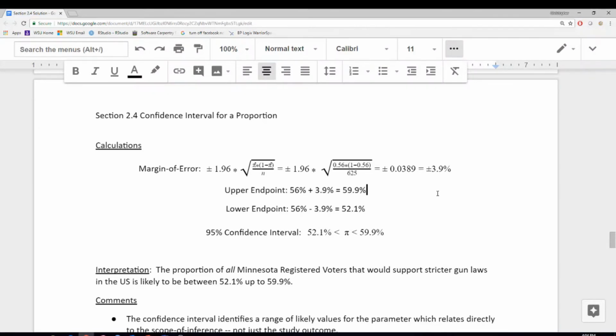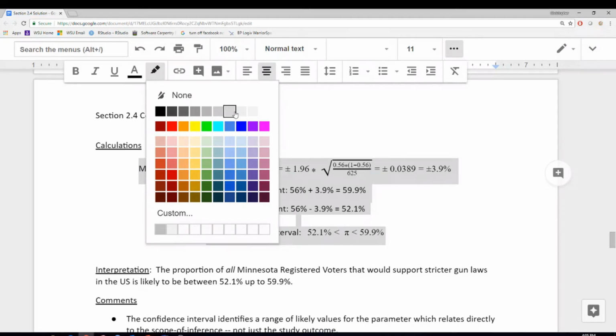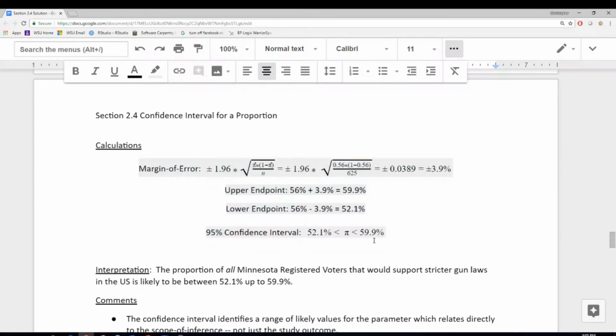Or excuse me, 3.9%. So how do I get the upper end point of my confidence interval? Again, as I've stated, I just take the 56% and I add that 3.9%. For the lower, I'm going to take the 56% and subtract 3.9%. So my confidence interval, based on the normal theory approach, is going to go from about 52.1% up to 59.9%. So that's the calculations there for the confidence interval and the margin of error for this particular problem.